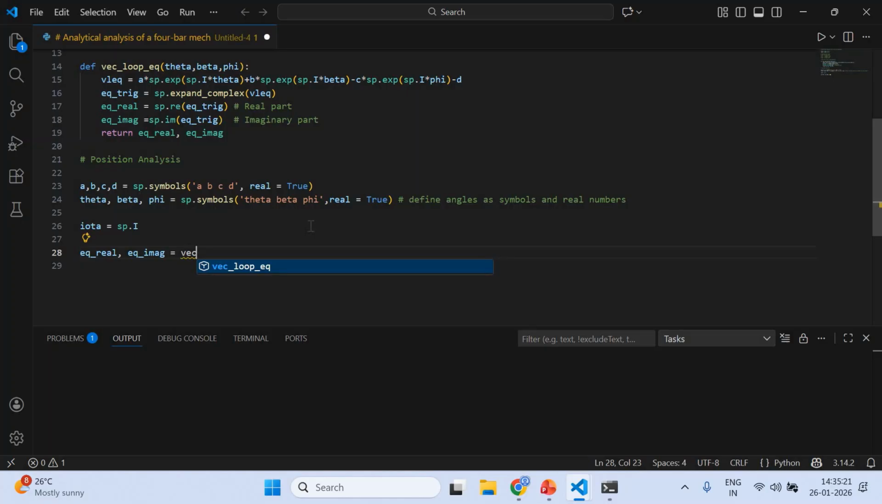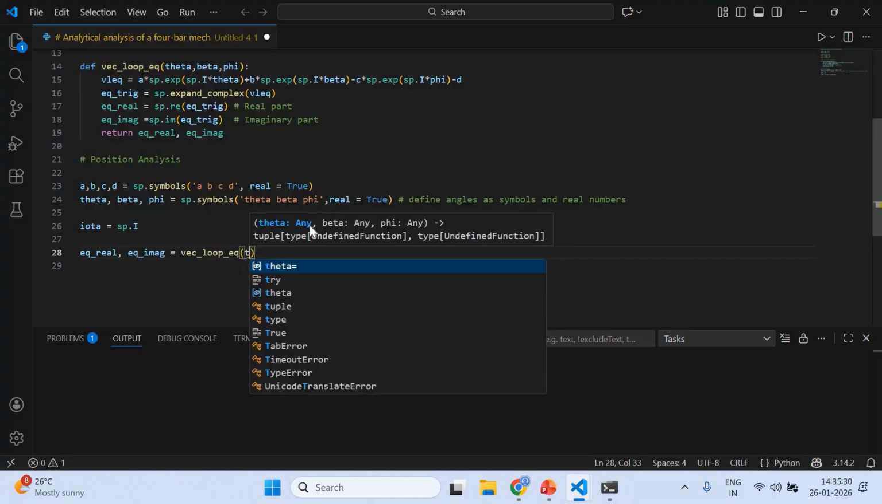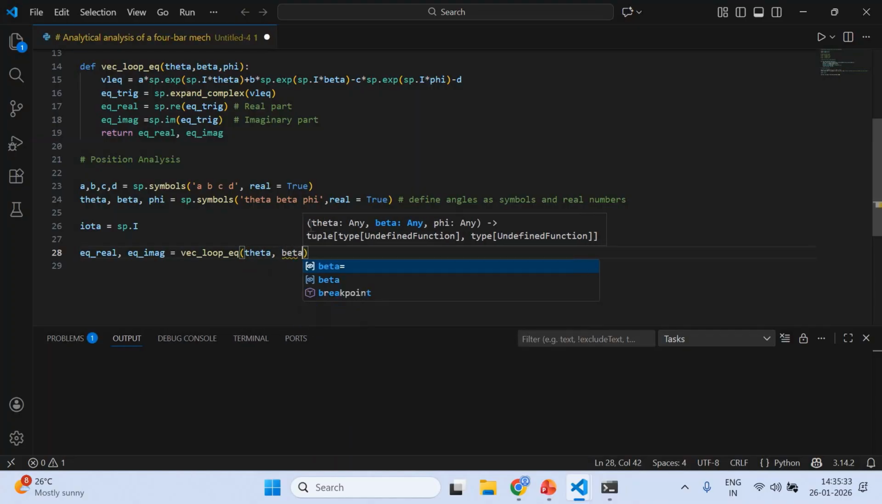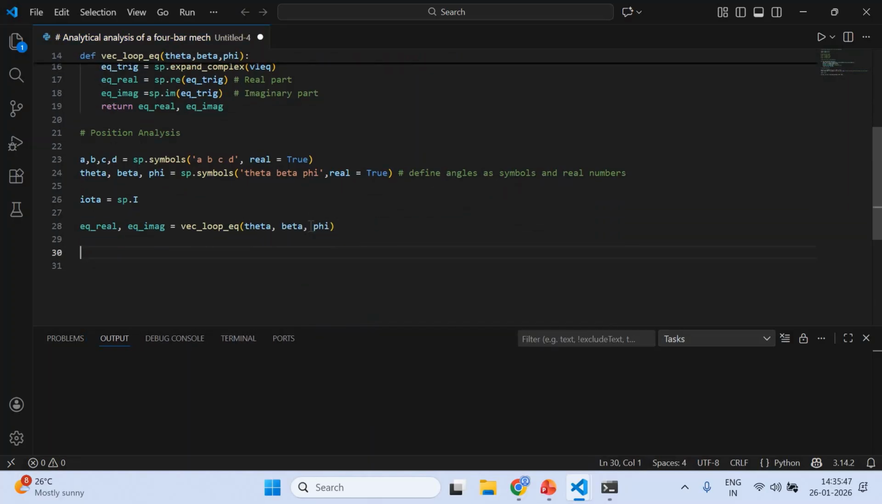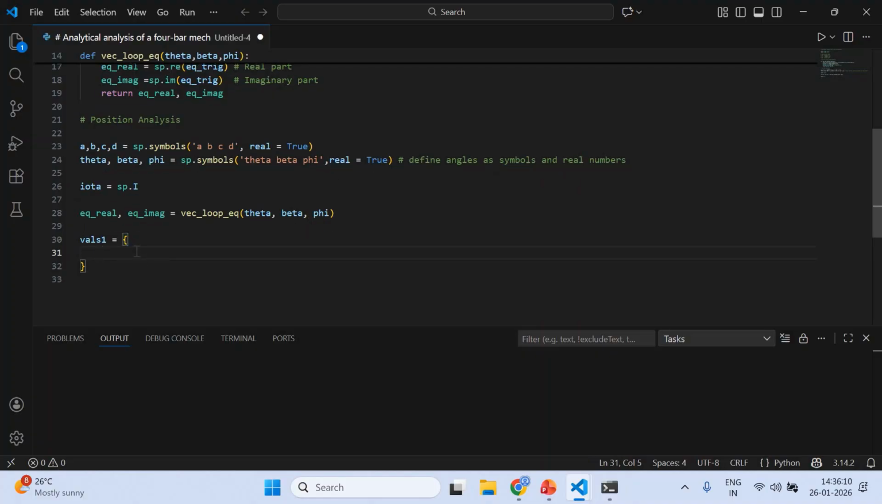Once you have defined the equation, you can simply take the vector loop equation, and then here you have theta comma beta comma phi. Now the displacement equations are available with us. So the next step is to substitute the values. I will define a dictionary of the different values that we need to substitute into the two equations to calculate angles beta and phi. Let me define it.